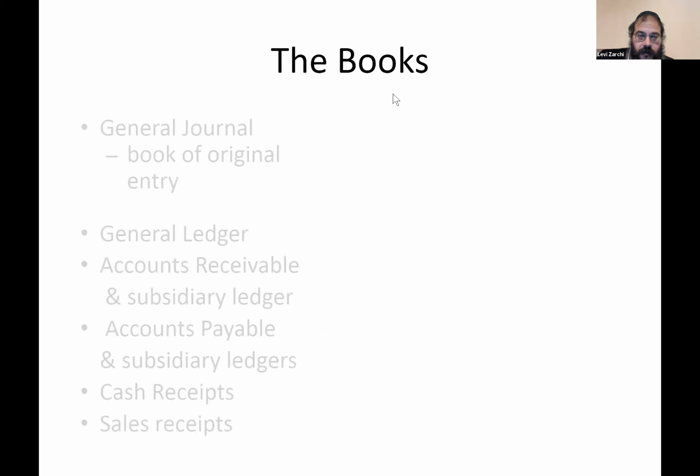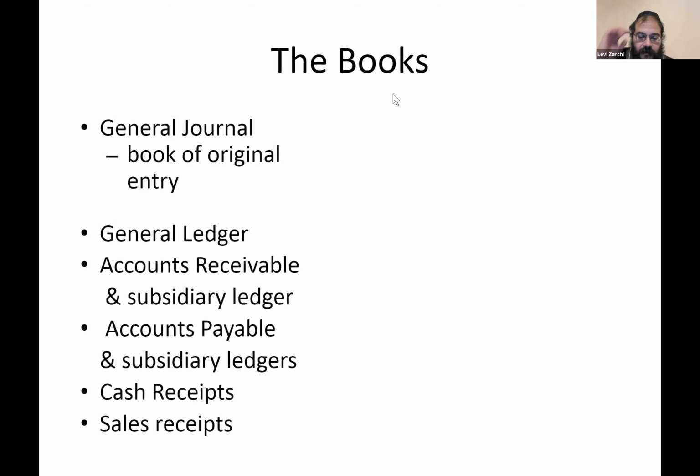To the next slide. So the books, there are many types of books within a company. We have first the general journal, which is just a term for the book of original entry. The term will come up in QuickBooks in the dropdown. In the accountant version of the software, you actually have a general journal in two places, under the company and under the accountant.